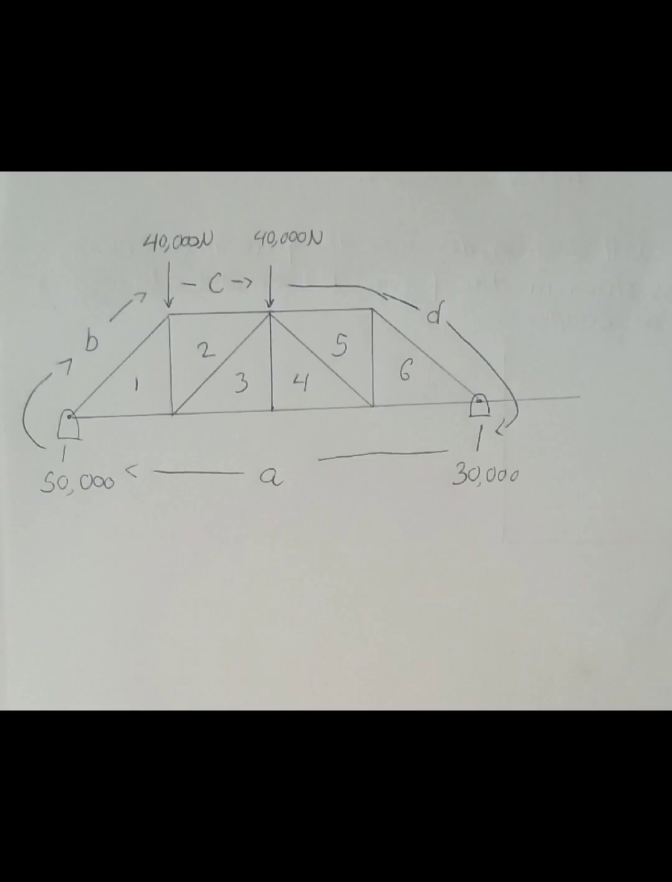So, in a clockwise order, the space from 50,000 to 40,000 is B. The space from 40,000 to 40,000 is C. And the space from 40,000 to 30,000 will be D. And from the first triangle we will label the joints with numbers from left to right: 1, 2, 3, 4, and 5. Next we will draw the Maxwell diagram.